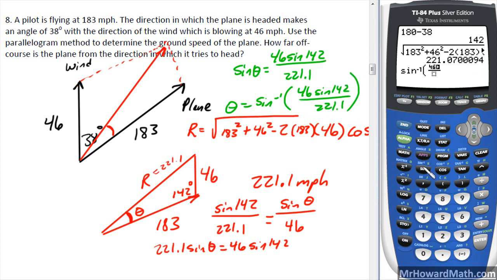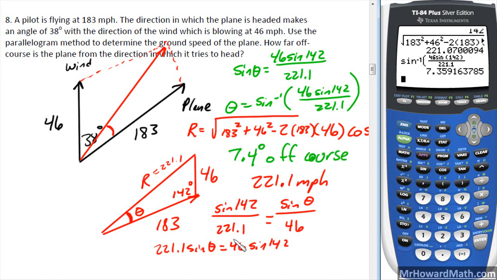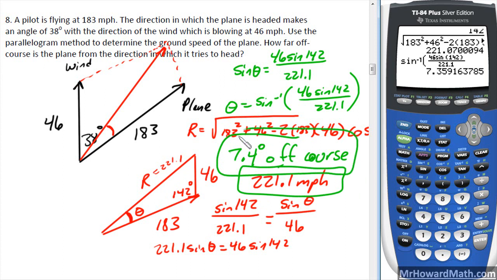46 sine 142 all over 221.1. And the angle is 7.4 degrees. So it's 7.4 degrees off course, off the course that it is trying to head. All right, so that answers our two questions. 7.4 degrees off course, and it's heading at a ground speed of 221.1 miles per hour. So this and this answers our question.